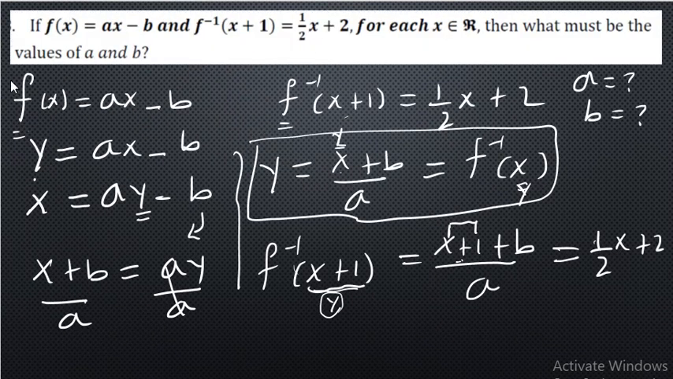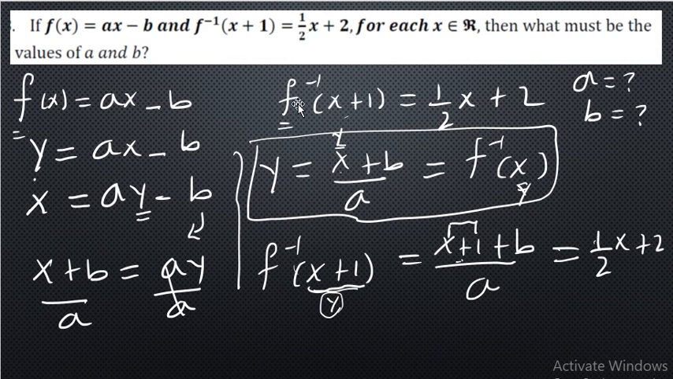Remember the formula. f of x is given to you, (ax) minus b. So what do we do? We just try to find the inverse of this function, and finally we got it, which is x plus b over a. And then the other given condition, f inverse of x plus 1 equals half x plus 2.